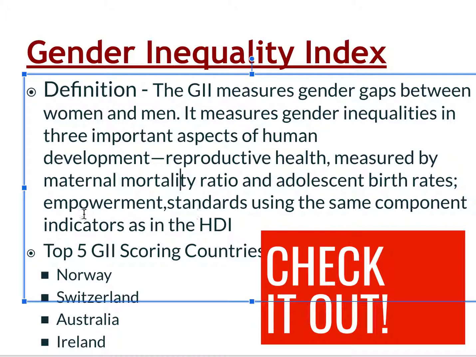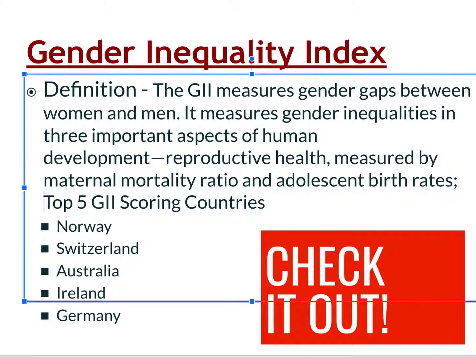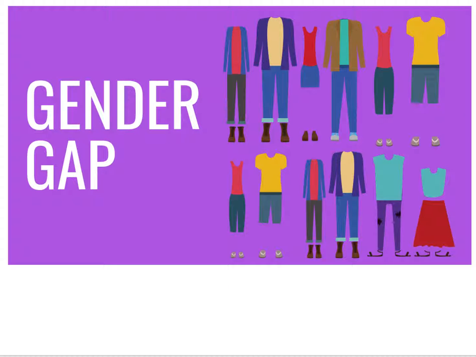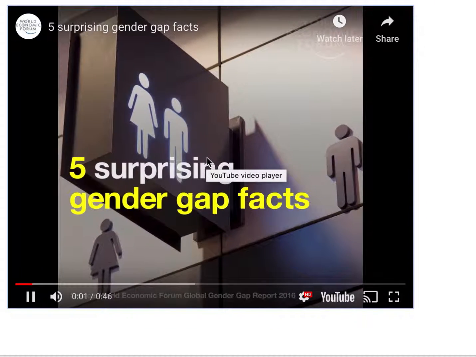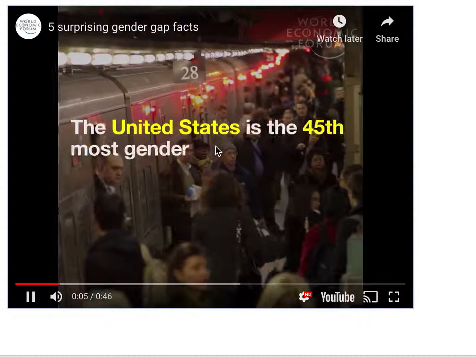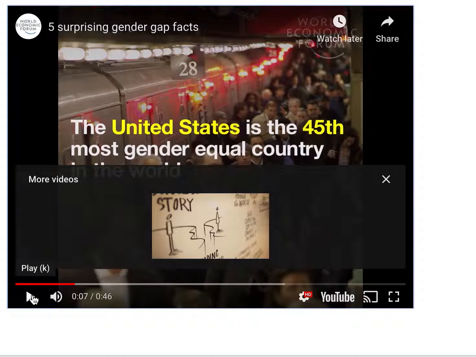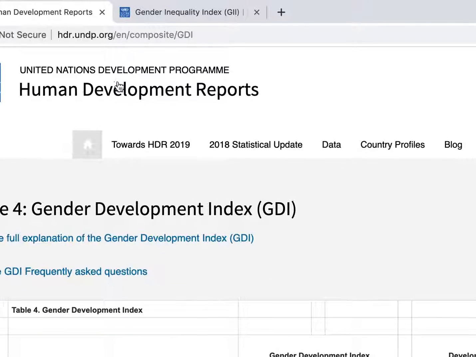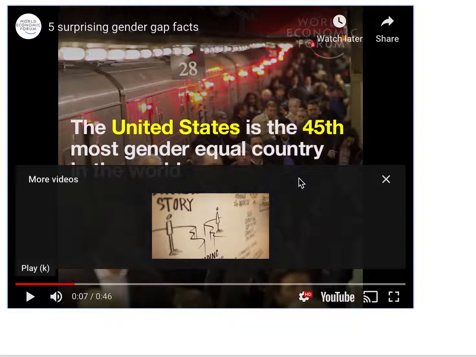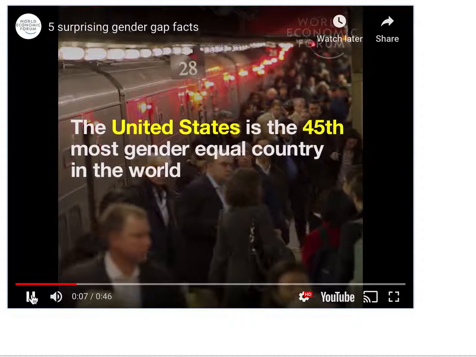Okay, so reproductive health and birth rates. And we have the top scoring countries. Also, it talks about the gender gap, which gets interesting as well. So this is from the World Economic Forum. It talks about gender equality within a country. Remember, we just looked at the GII, but the World Economic Forum is a little bit different, because previously we looked at the United Nations Human Development Reports, and now we're looking at the World Economic Forum, which measures economic wealth from different countries. And so it all depends.